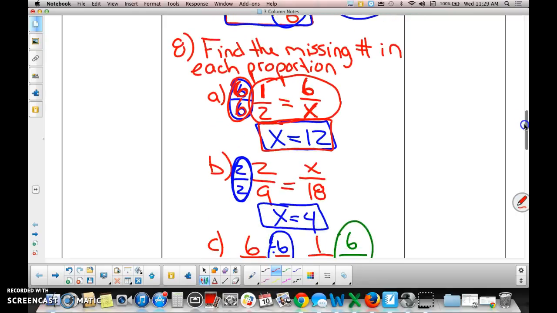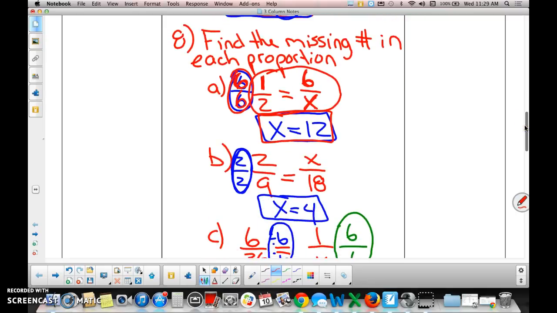Okay, how about letter B? Same concept. There's your bubble. We went from 9 to 18. You know that you multiply by 2. Therefore, we're going to multiply the top by 2 as well and get 4. Okay, now this one gets tricky.